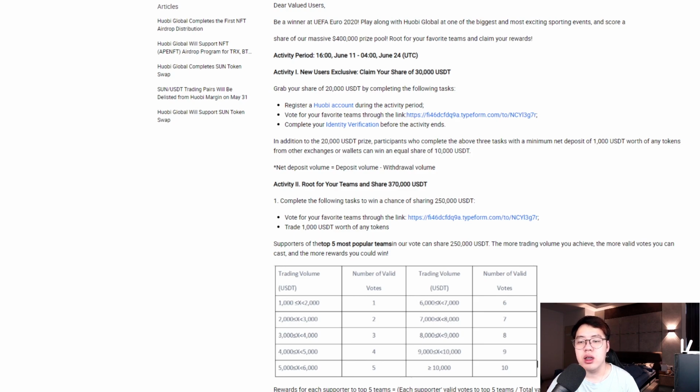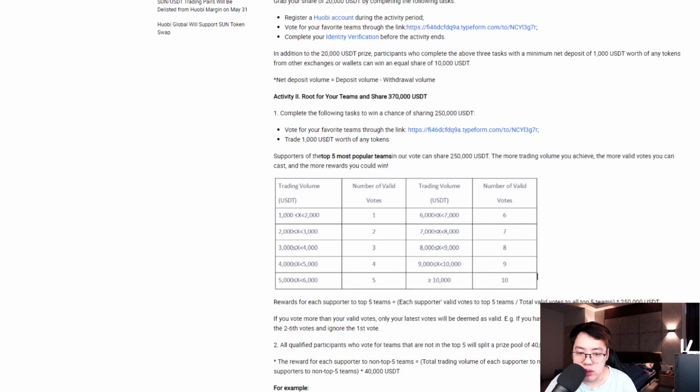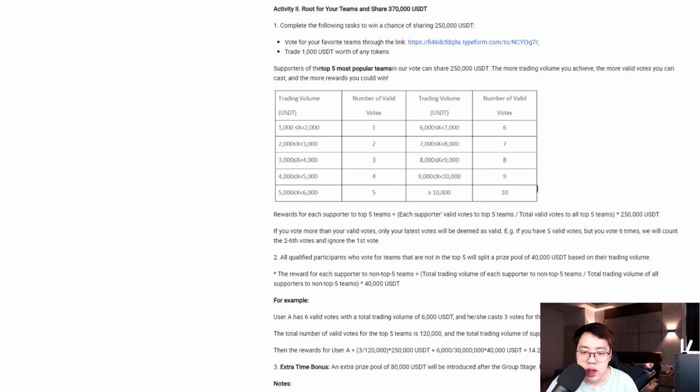So the more you trade, the higher your chances of winning in this event. As long as you do any trading in Huobi, or as long as you have an account, or for new users, you can definitely vote for your favorite team. Definitely very simple. And I think that's all for this event.